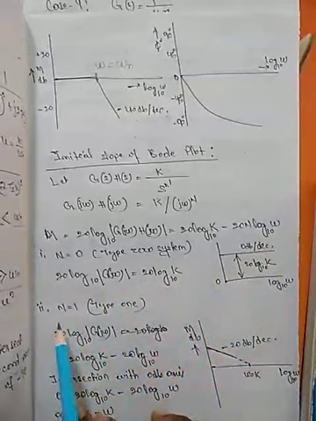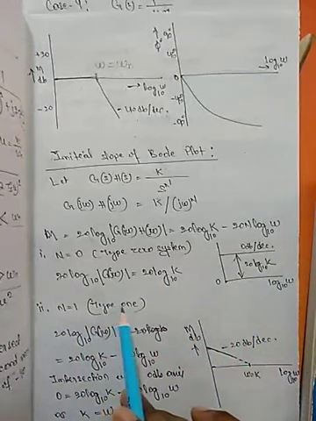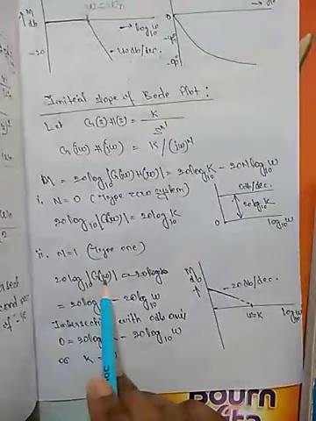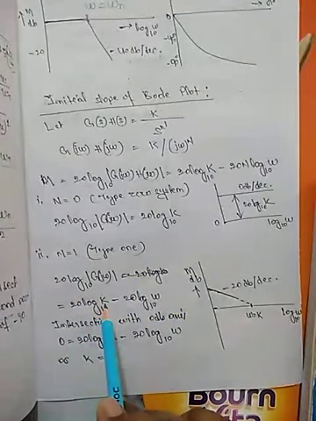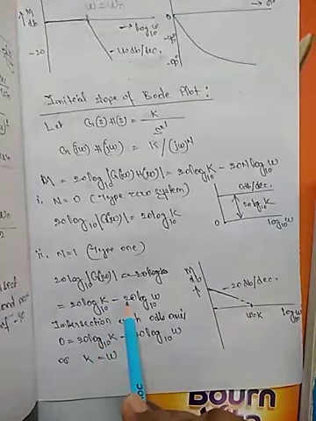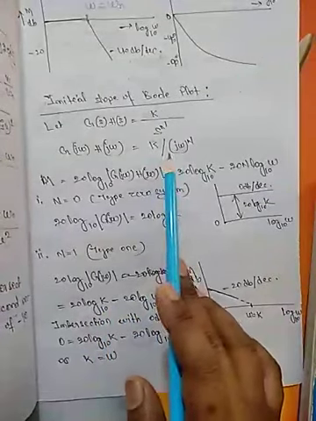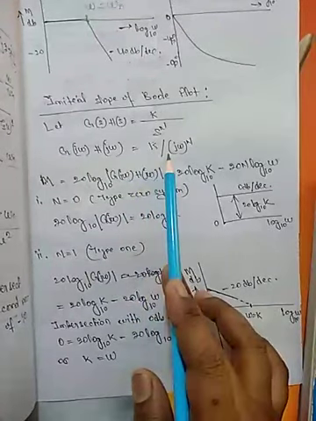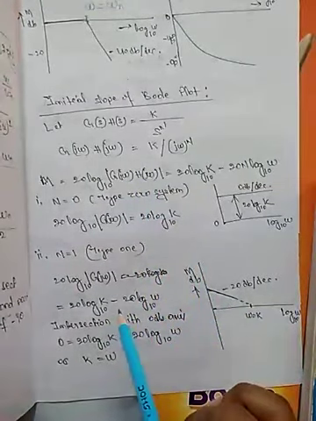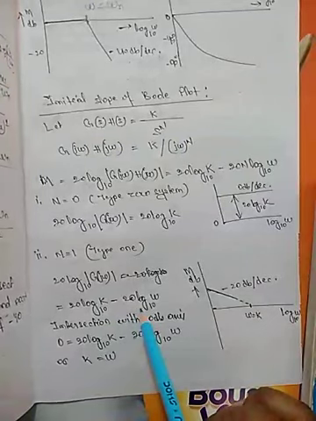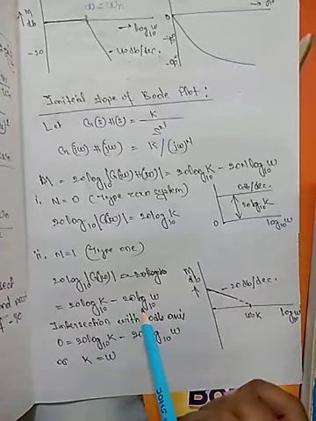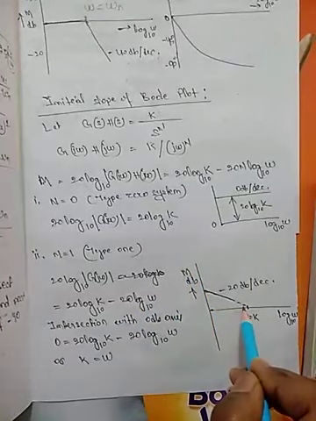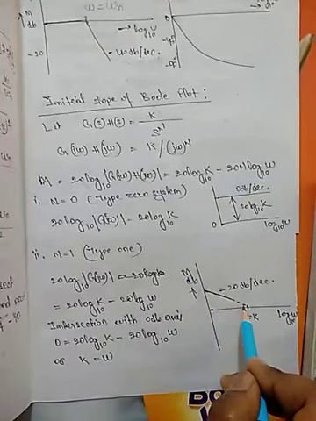If n equal to 1, it is called type 1. Magnitude is 20 log of K minus 20 log of omega, and its initial slope is a straight line having a slope of minus 20 dB per decade.